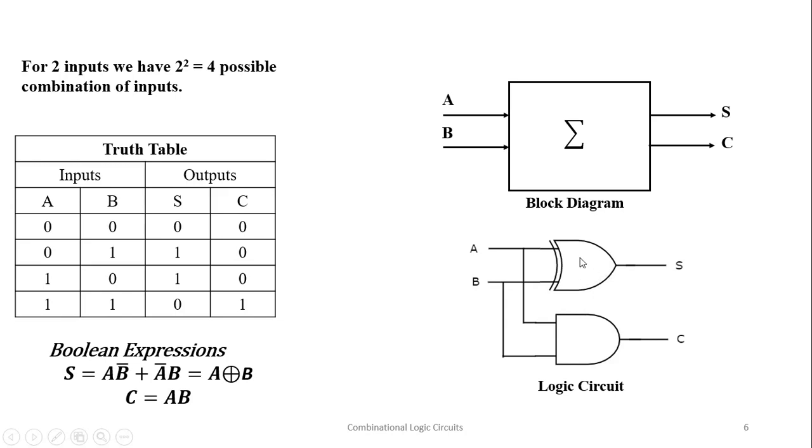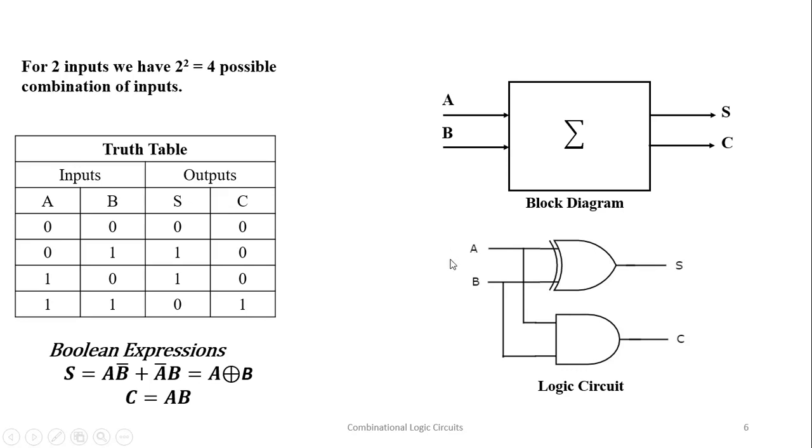So we put an exclusive OR gate. This is the sum, and this is the carry. For carry, this is an AND gate. A is taken from this point, and B is taken from this point. So this is A B. The output C is equal to A B, and S is A exclusive OR B. So this is the logic circuit for the half adder.